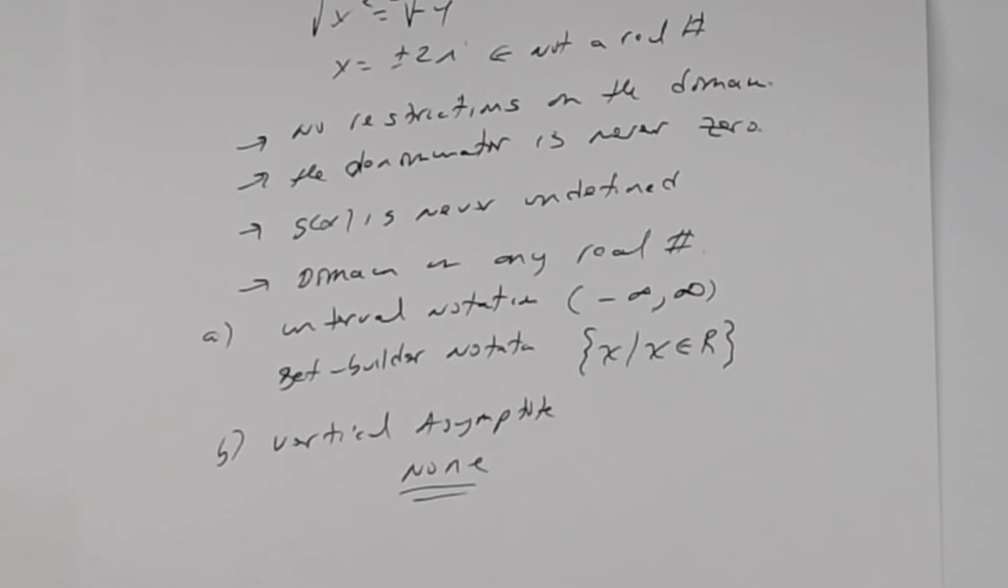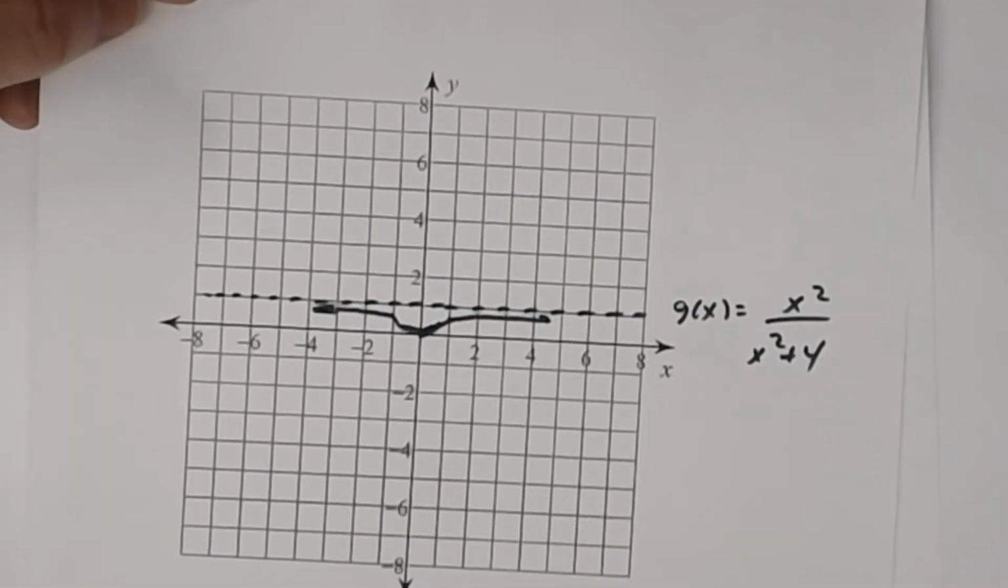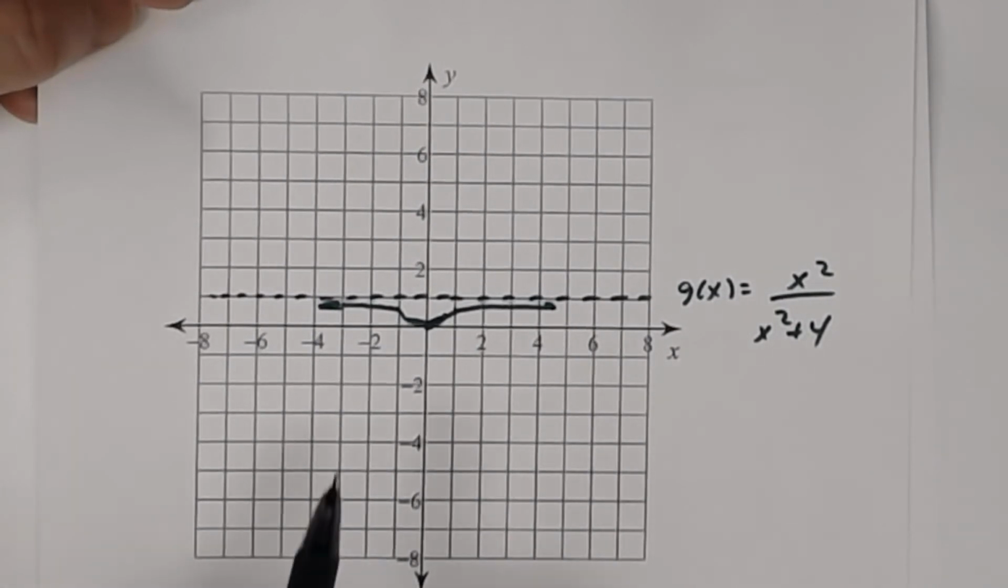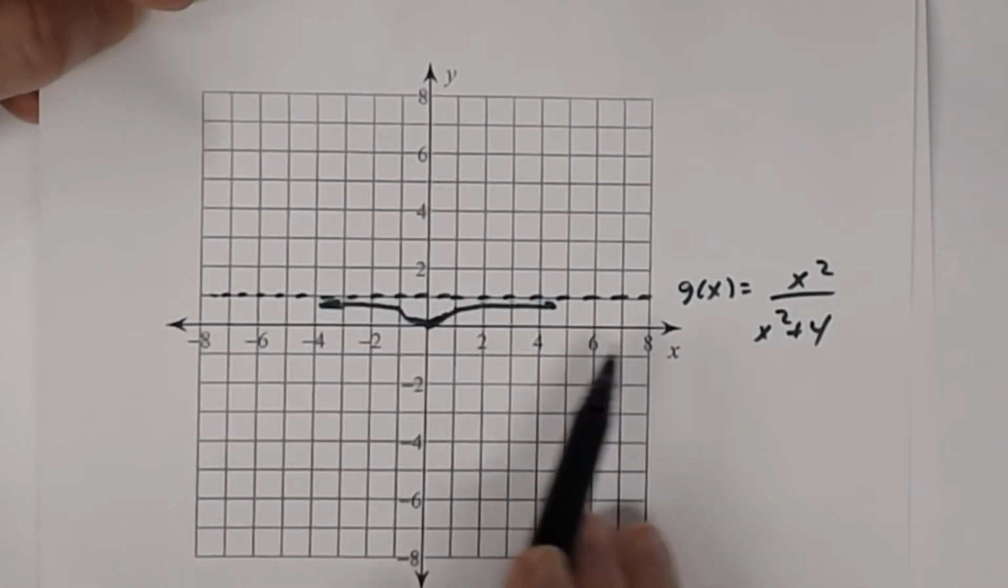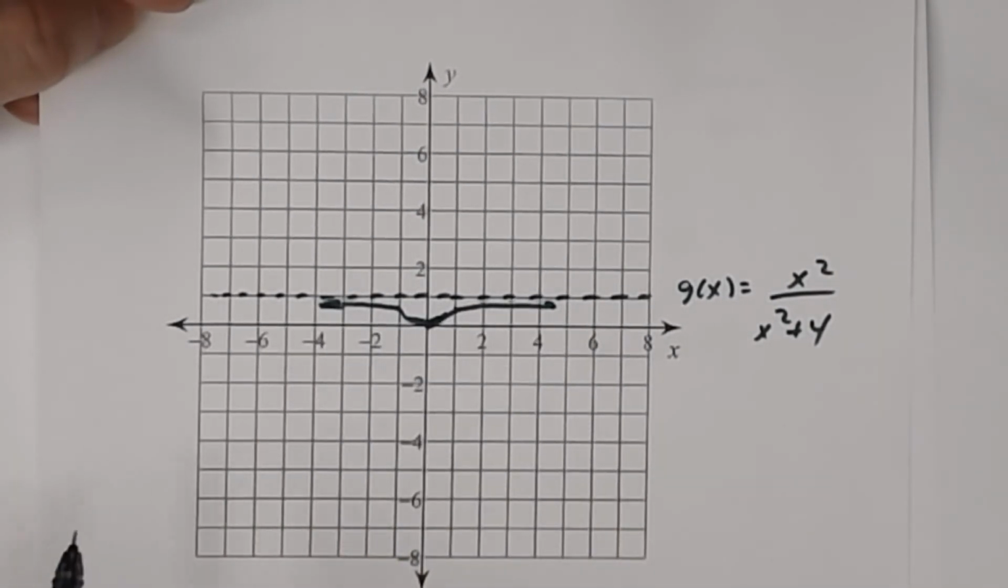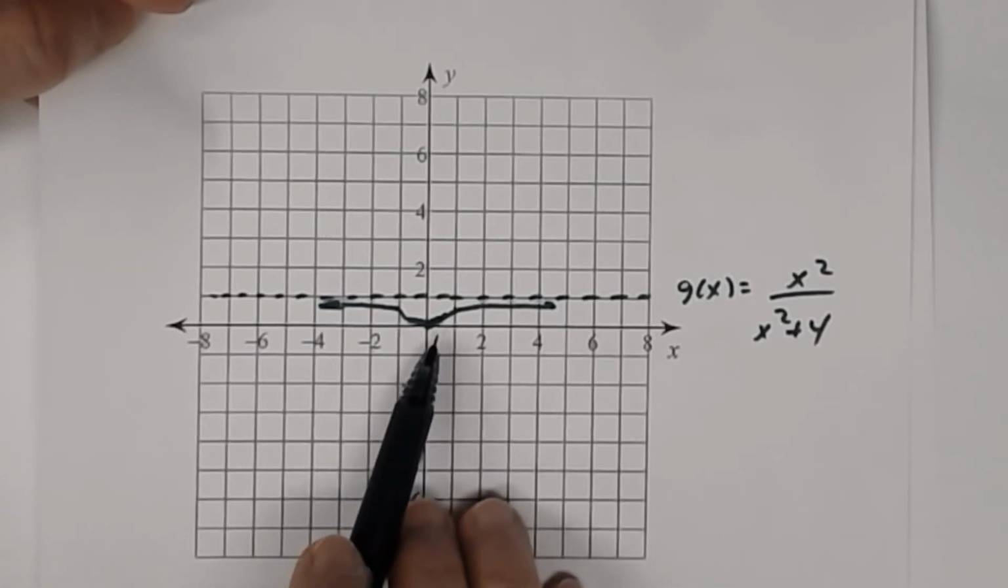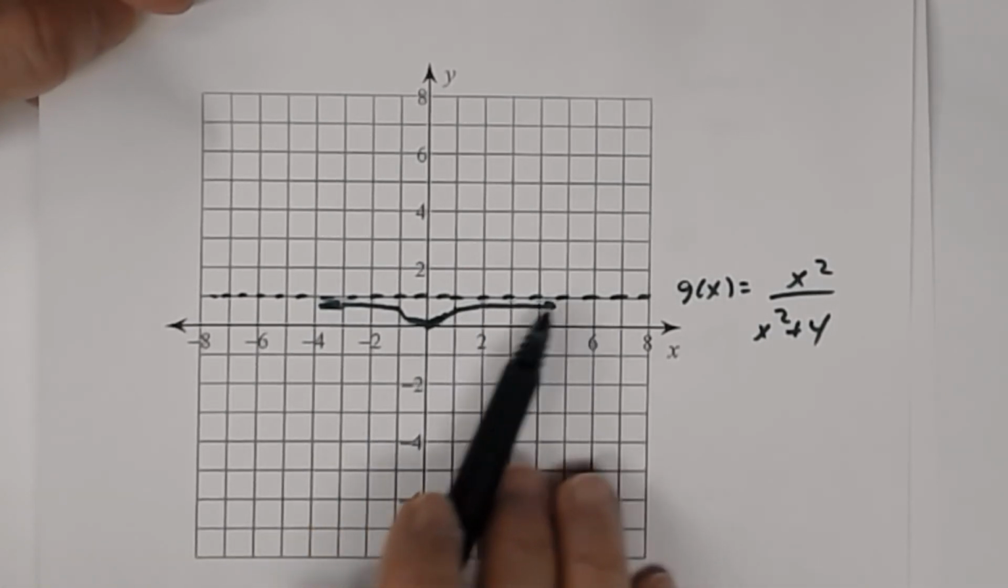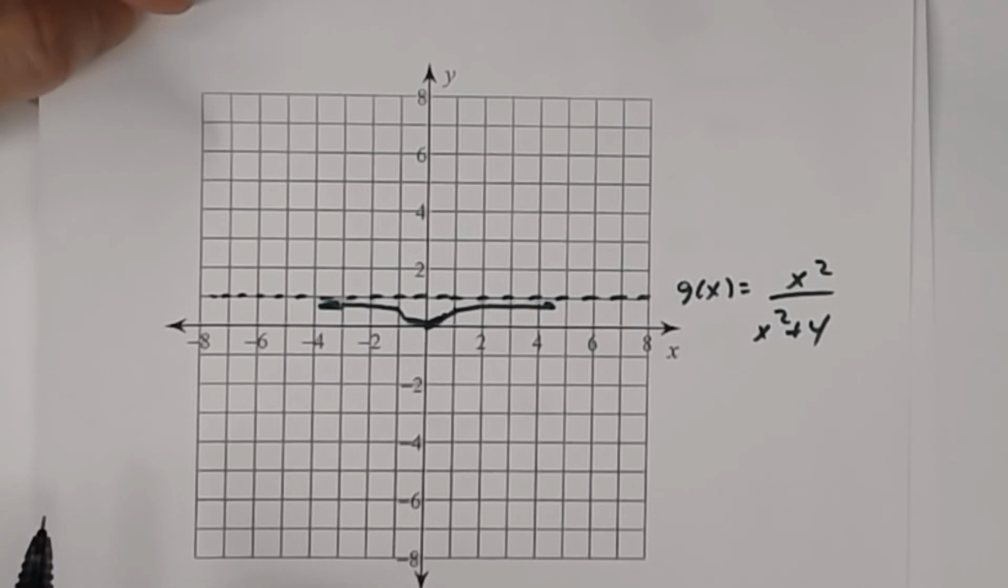Let me show you real quickly what the graph looks like. So remember, there's no vertical asymptote, right? So here's the graph. Do you see a vertical asymptote anywhere? Nope. All you see is a horizontal asymptote. And notice that the graph goes towards the horizontal asymptote without crossing it in this case.